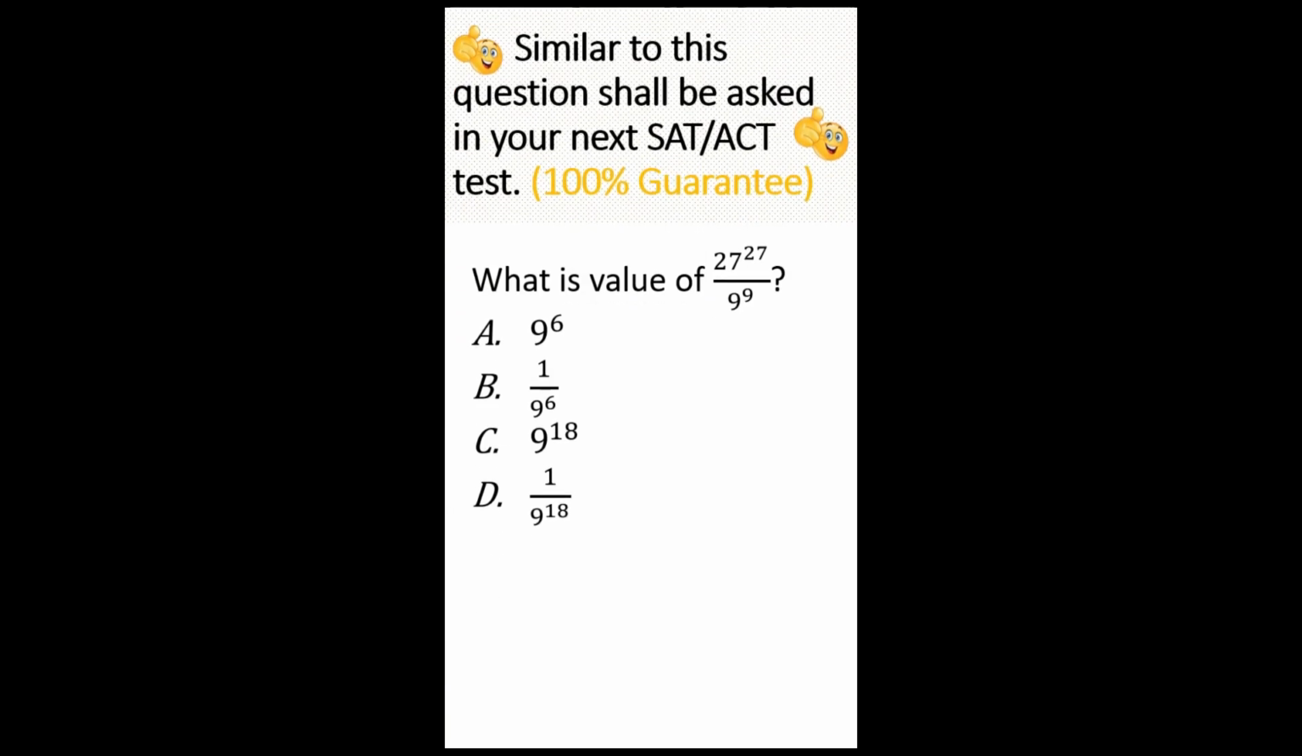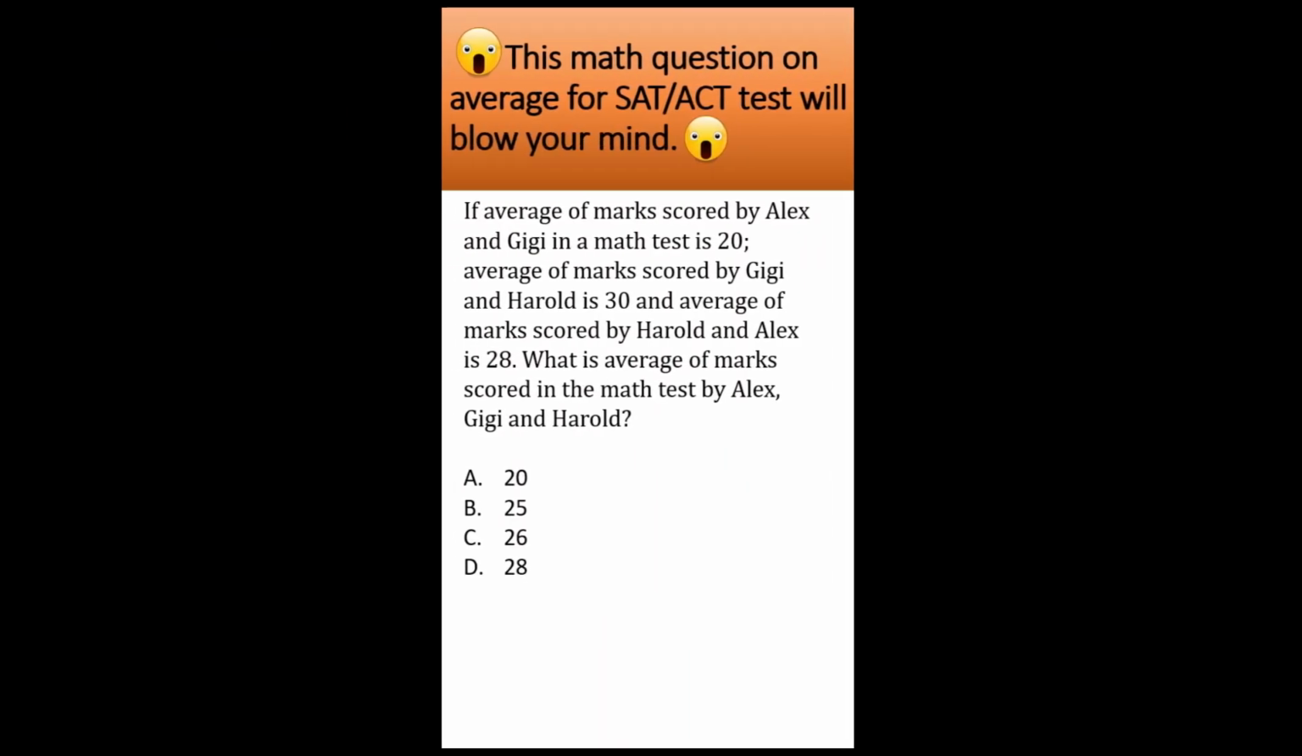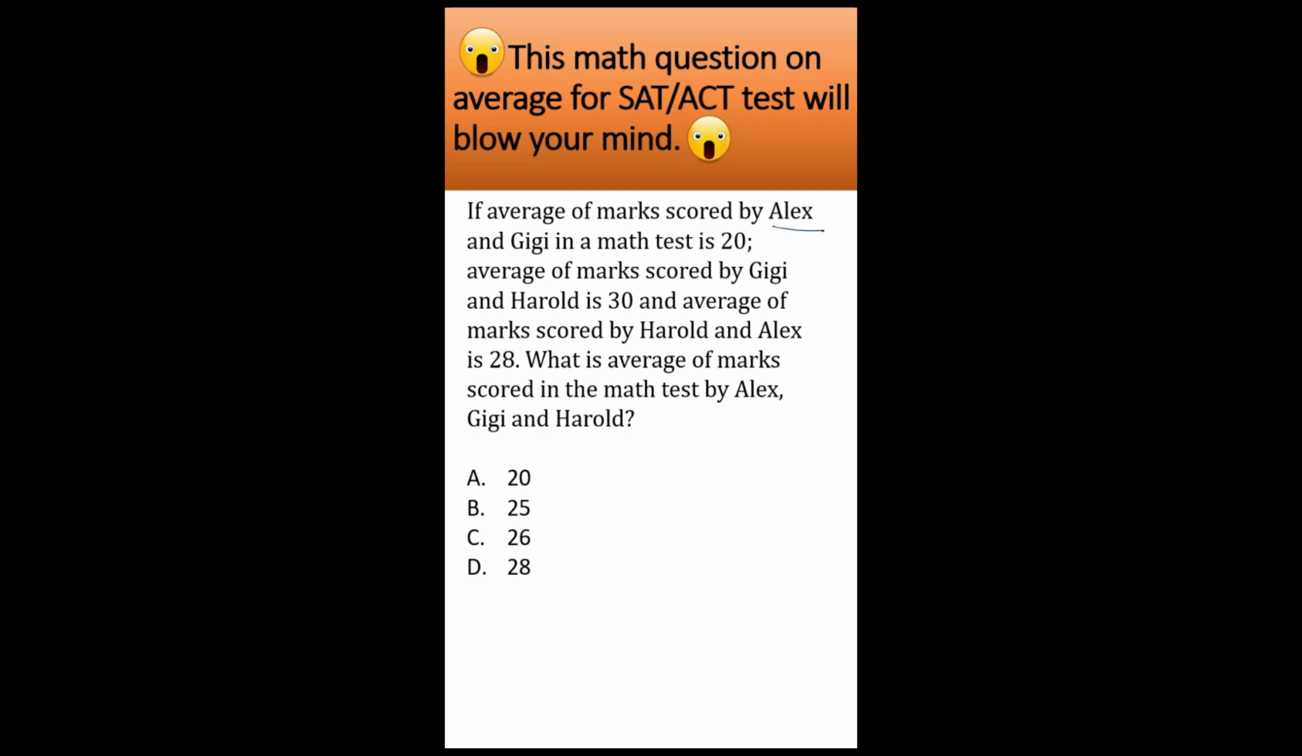We'll solve another problem. Now have a look at this question. We have been given that Alex and Gigi have an average score of 20. Similarly, Gigi and Harold have 30, and the average of Harold and Alex is 28. So what we have been given is that the average of, let us say, A and B is 20, B and C is 30, and C and A is 28.